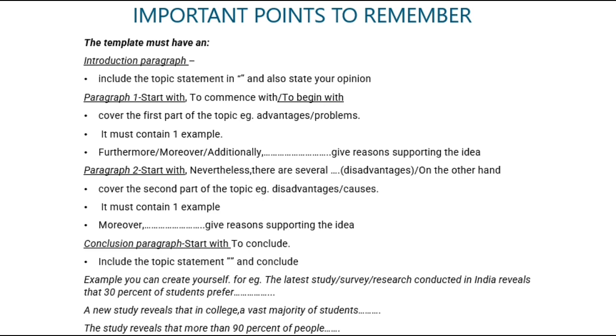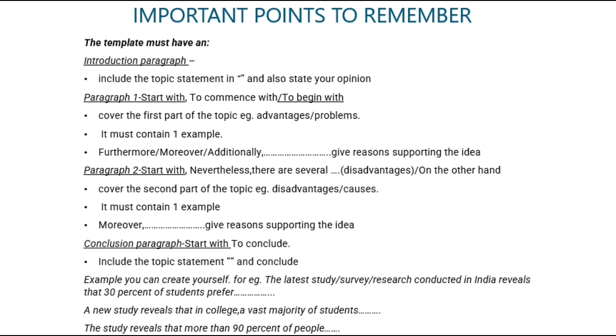to give reasons. And then you have the conclusion paragraph. You have to prepare 1 to 2 sentences for the conclusion paragraph, which will be common for all the questions. And then you have to include the topic statement and conclude the essay. You can create an example yourself. For example, the latest study, or you can say survey, or you can say research conducted in India reveals that 30% of students prefer. You can say a new study reveals that in college, a vast majority of students, or you can say the study reveals that more than 90% of people. Here you can create an example yourself.